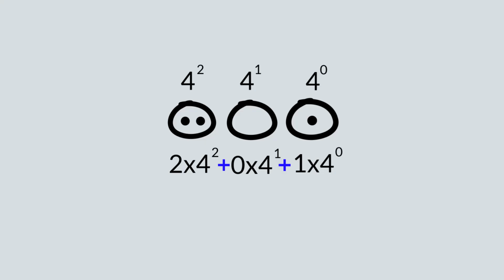The reason why this works is that each position represents a different size of group. The rightmost position counts single objects. Each move to the left creates a larger group by multiplying by the base. So in base 4, the positions count ones, groups of 4, groups of 16, and so on. The symbols tell us how many groups of each size we have. When we read the whole sequence, we are adding together all of these groups to represent a single quantity.